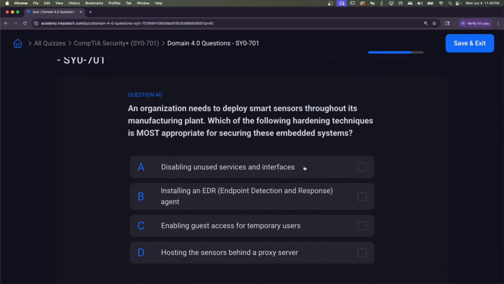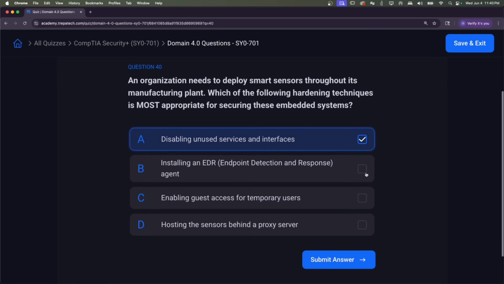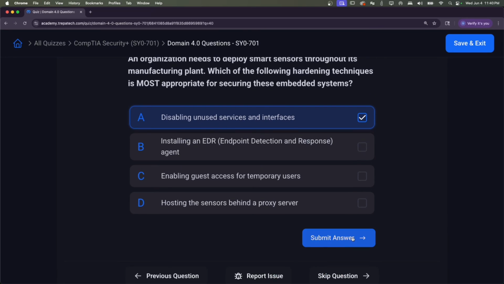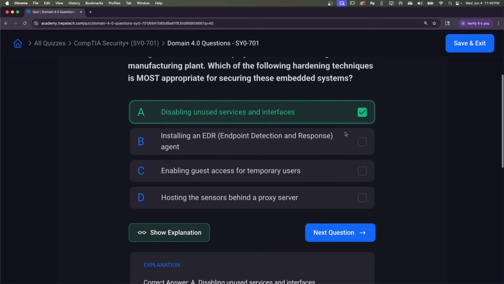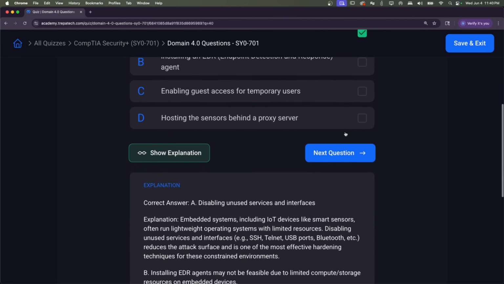Question 40. An organization needs to deploy smart sensors throughout its manufacturing plant. Which of the following hardening techniques is most appropriate for securing these embedded systems? We have these smart sensors that we need to harden. You're not going to be able to put antivirus or EDR on there. We just have to harden it the simplest way we know how, just disabling things: disabling ports, protocols, disabling local admins. So we're going to go with A, disabling unused services and interfaces.